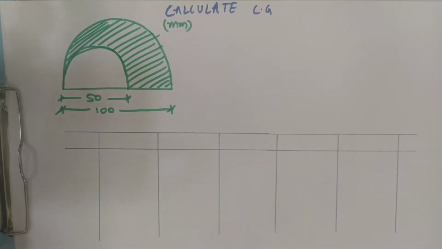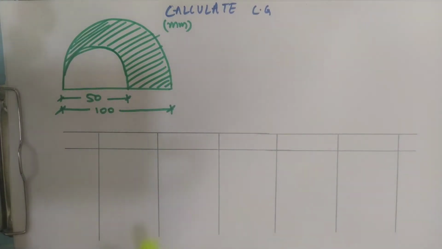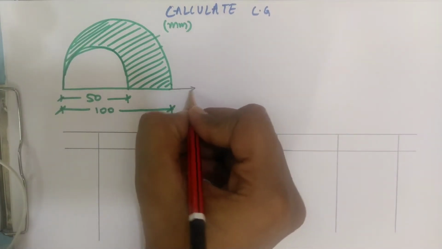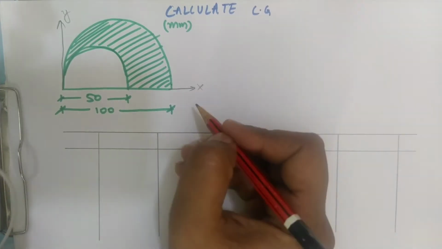In this video we are going to discuss how to find the center of gravity of this figure. First, no axis is given, so the bottommost extreme point and the leftmost extreme point are your axes.